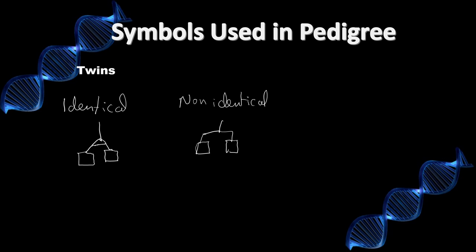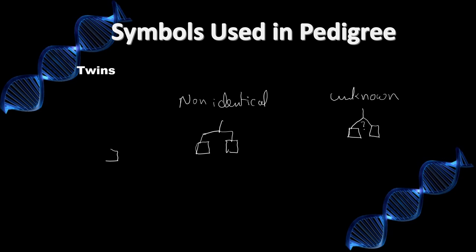Okay, so here if the case is unknown, whether it is identical or not, because it is not reported in the genetic analysis, how could we write that when the data is not reported? It is written like this. Just draw the squares and put a question mark in the middle. This is the case we write for unknown if the twins are identical or non-identical. Okay, I think you all understand.